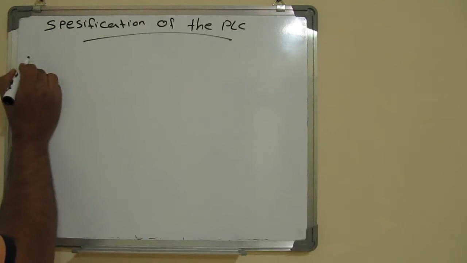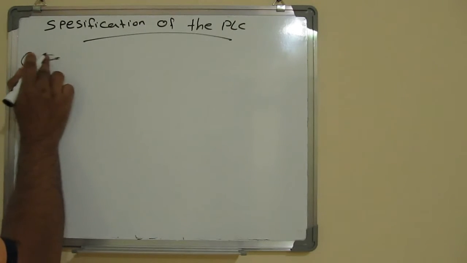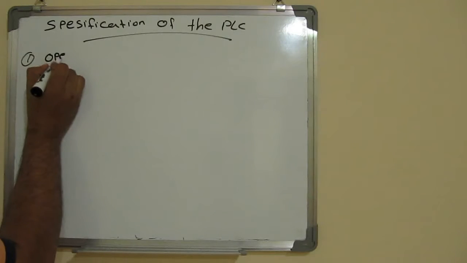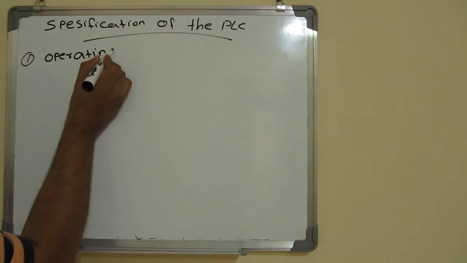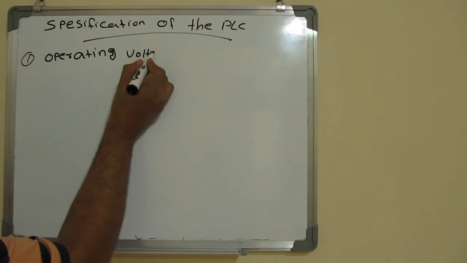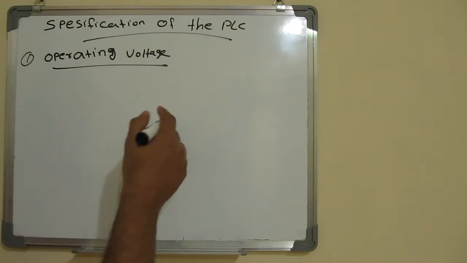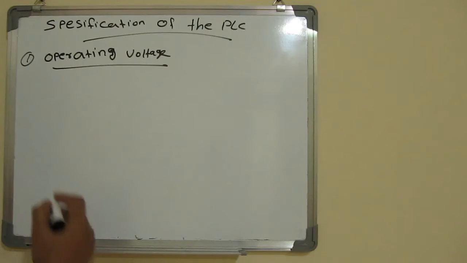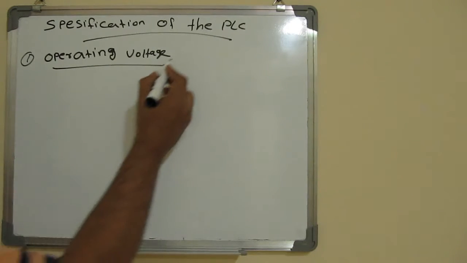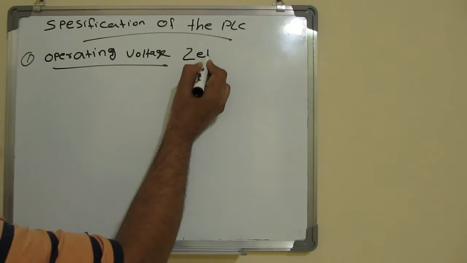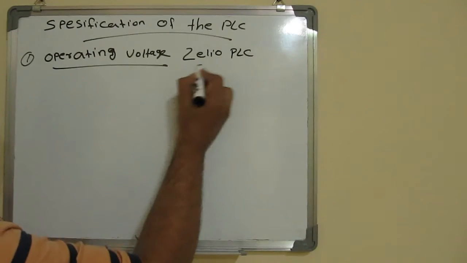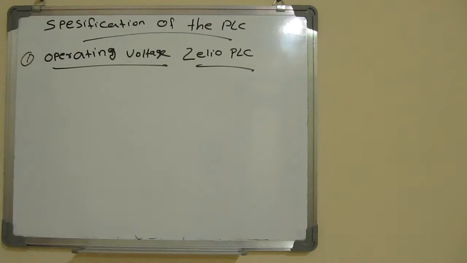First of all, the PLC has an operating voltage. This operating voltage is the input voltage given to the PLC as an auxiliary voltage. It is required for the working of the PLC. There are different types of operating voltage for this ZELIO PLC. In this tutorial we are explaining the ZELIO PLC from Schneider Electric. So the ZELIO PLC comes with different operating voltages.